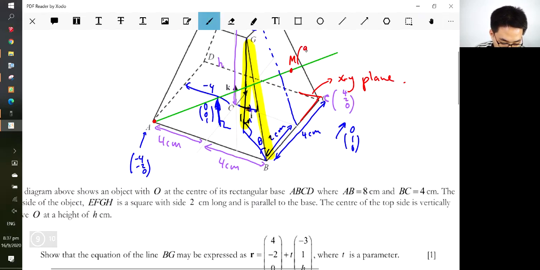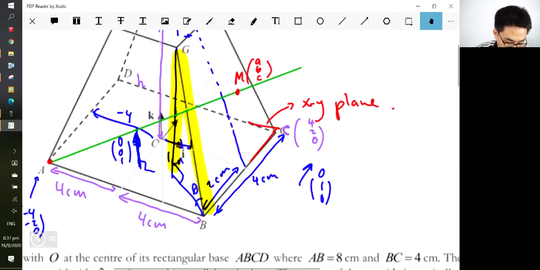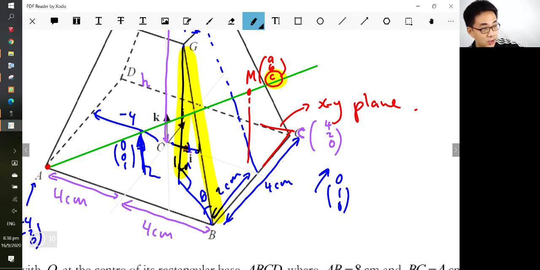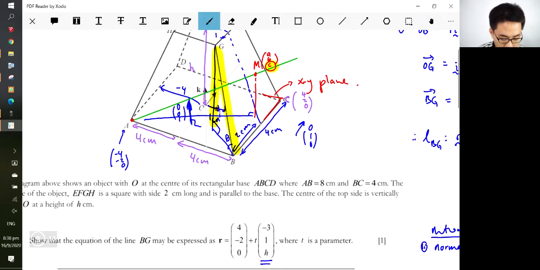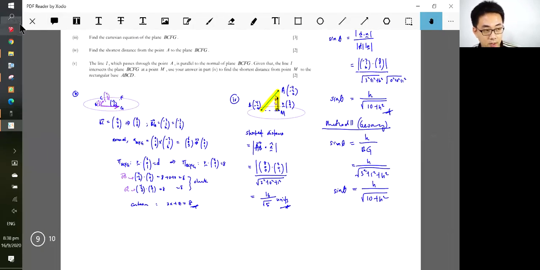Actually, if I have A, B, C, they want the shortest distance of M to the rectangular base, right? The shortest distance will just be this C here. This C will give you the height of M. That's the shortest distance, right? So since you want to use the previous method, this will be the height that you need to find. Meaning to say, you just find the coordinate of M. That's the main thing.